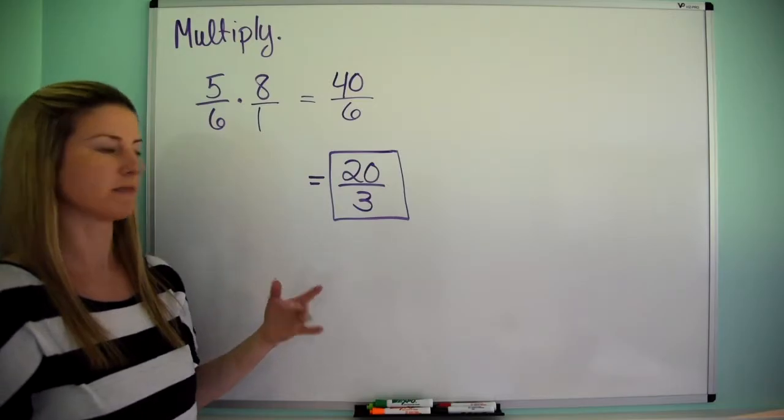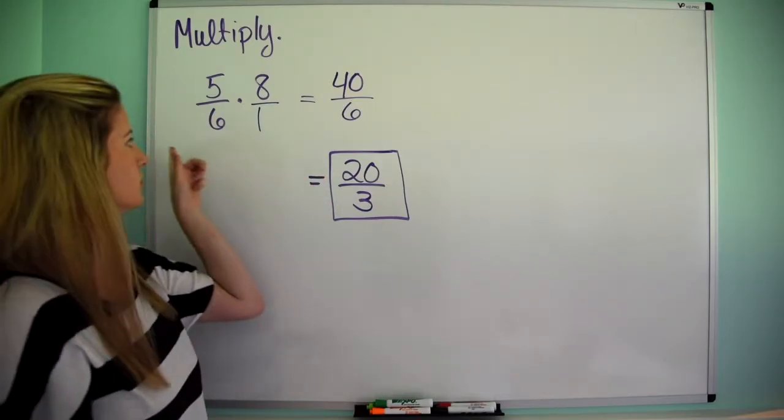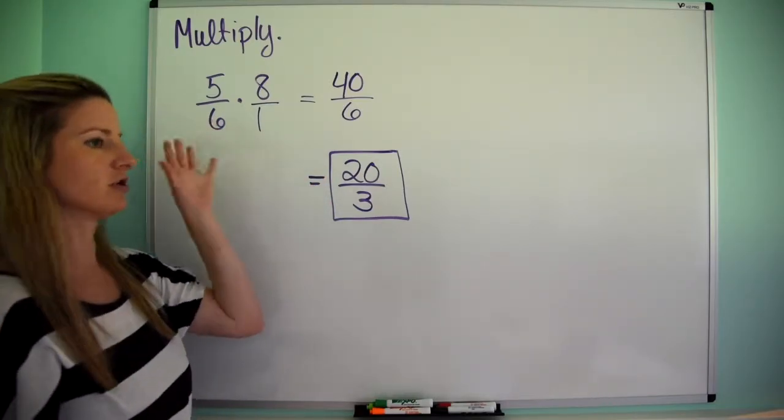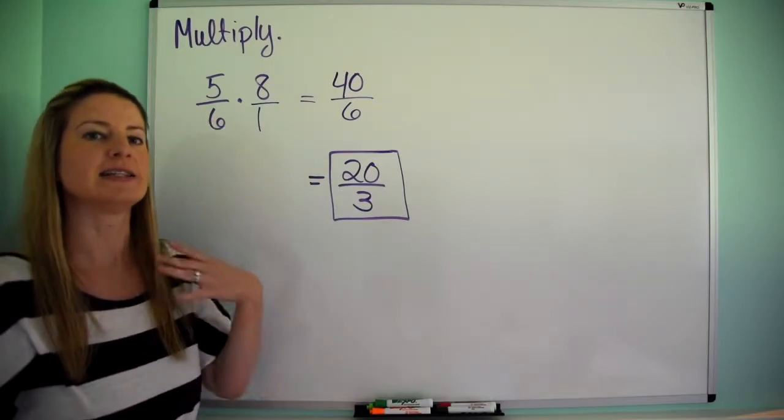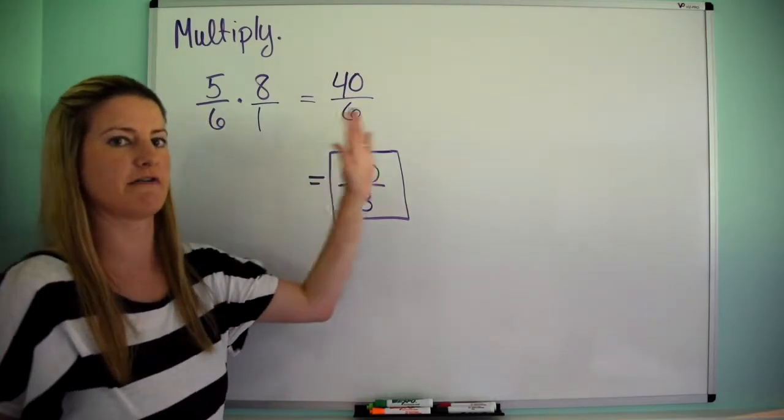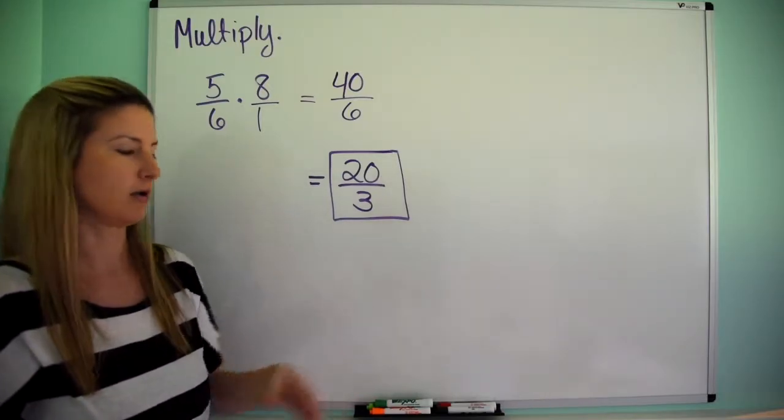Now, the one thing I noticed is sometimes students forget to reduce fractions. They forget to simplify them. So a quick way to do that is, when you're multiplying or dividing fractions, see if you can simplify before you do that final step of multiplying across.